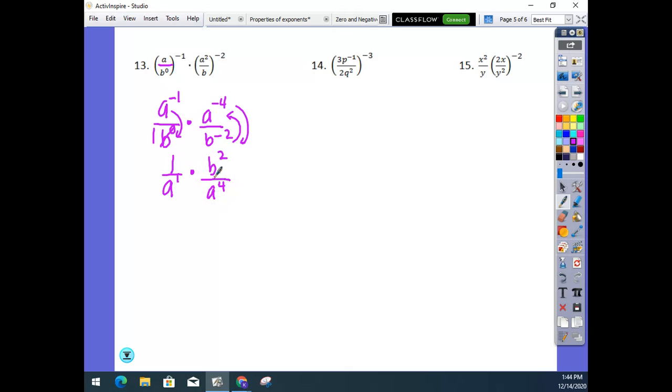Now we're just multiplying fractions. Multiply the numerators. Multiply the denominators. When you multiply bases that are the same, keep the same base. Add the exponents.